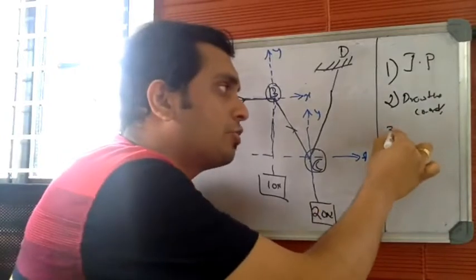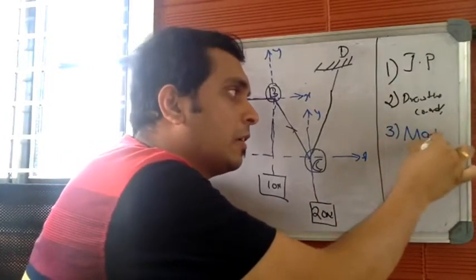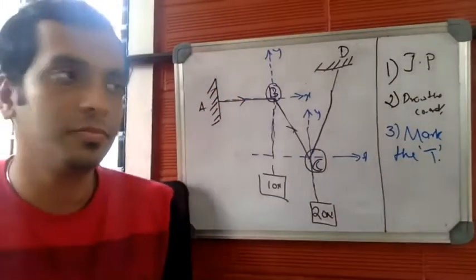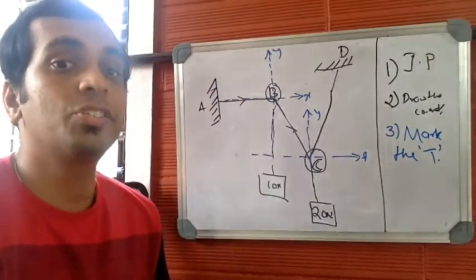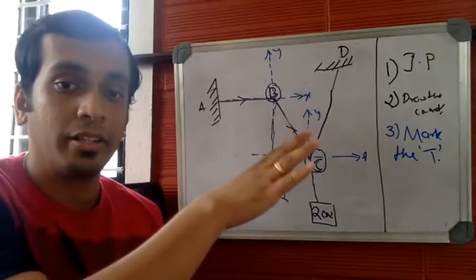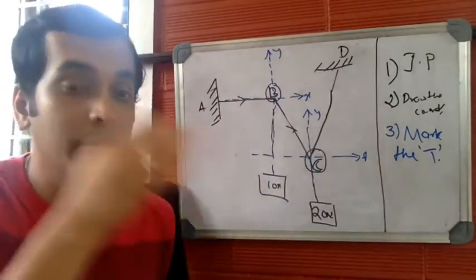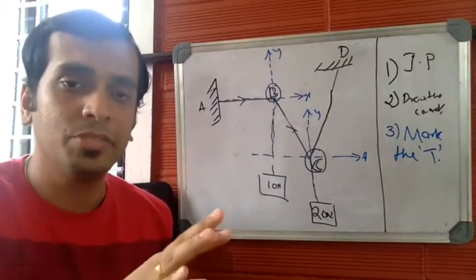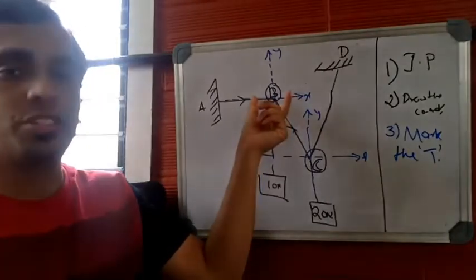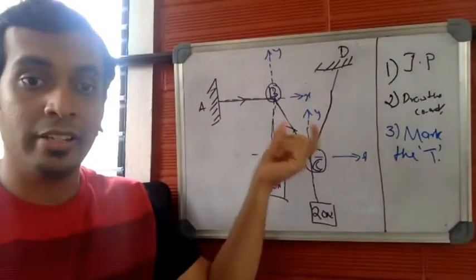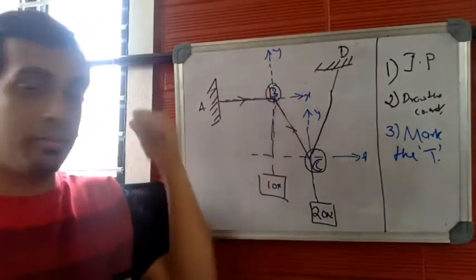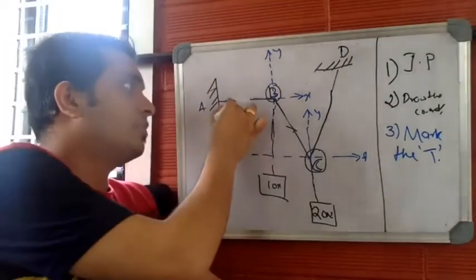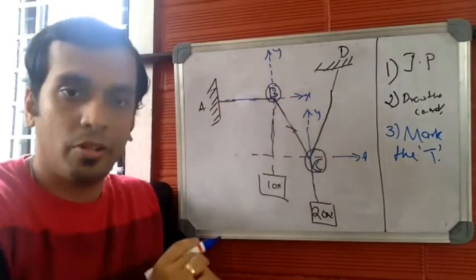Step number 3 is to mark the tension T, which runs through all the cable segments. And this is how you mark. There is a rule to mark the tension along the cable segments. See, tension along all the cable segments will always move away from the junction point. So tension should be marked in such a way that tension should always move away from the junction point. Away from all the junction points.